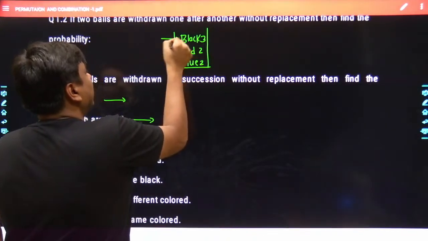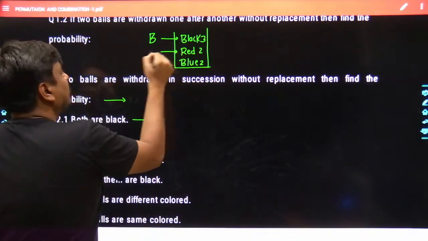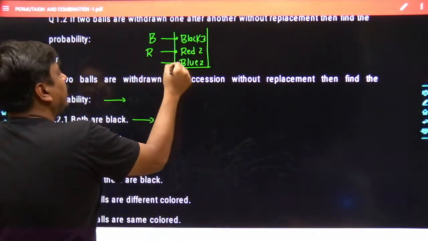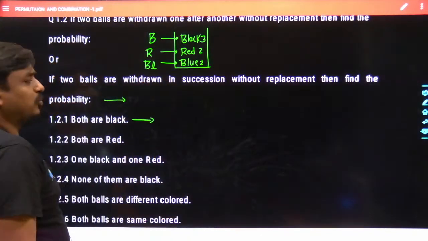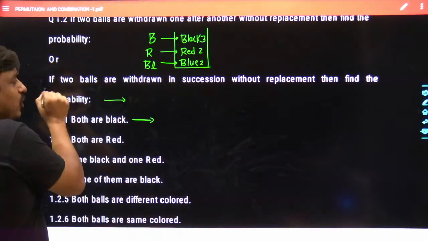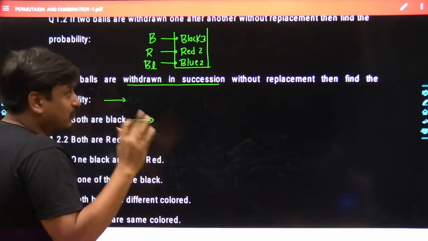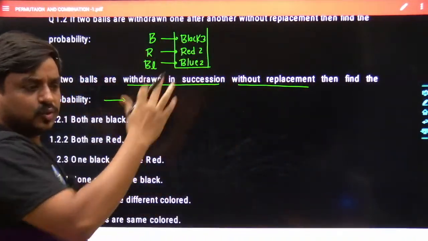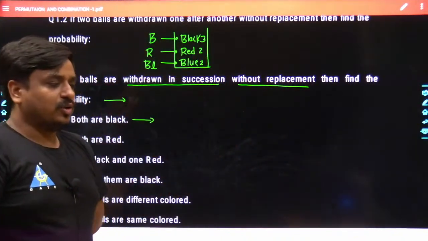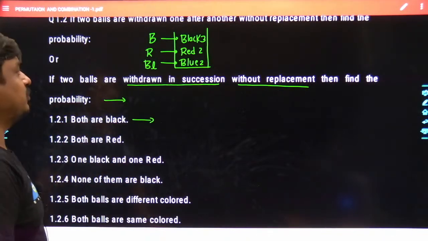From here onwards, the black ball I would be referring to by capital B, the red ball by capital R, and the blue ball by capital B, small l. And the method of withdrawal is withdrawal in succession, that means one after another, not once together, and without replacement. That means once we see one ball, we are just going to discard it. May I know, how is it possible that both are black?